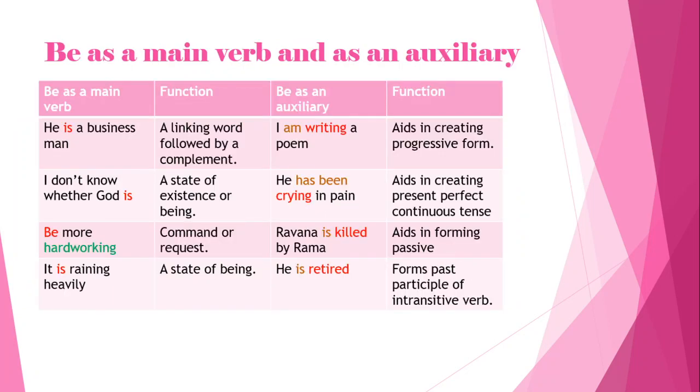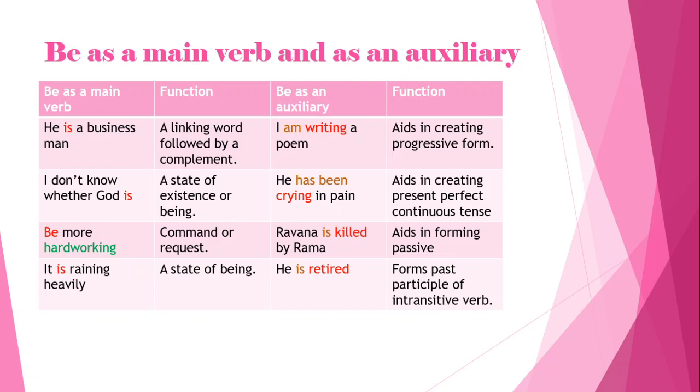So be, for example, acts as a main verb and as an auxiliary. If you type "be" on Google and search it, you can find that be denotes existence. It is a state of being. So when you use it as a main verb, it usually refers to a state of being.